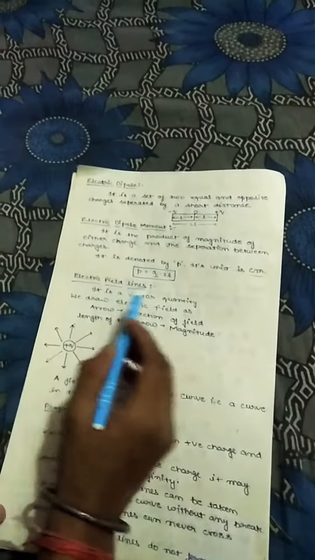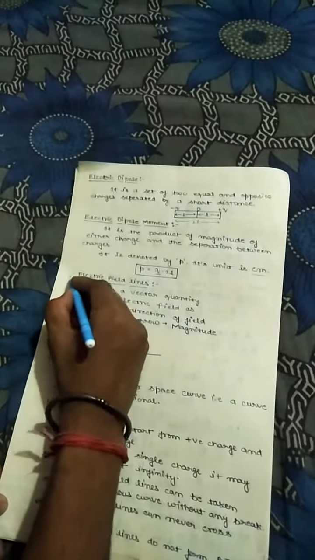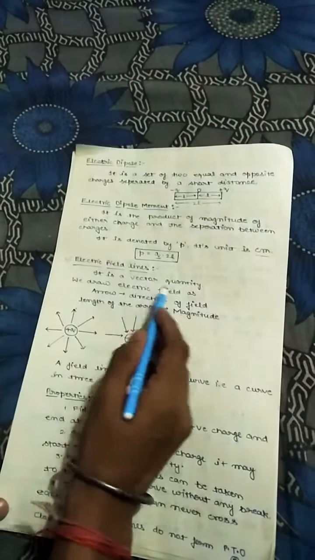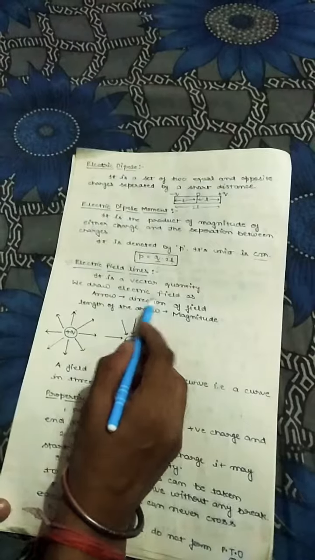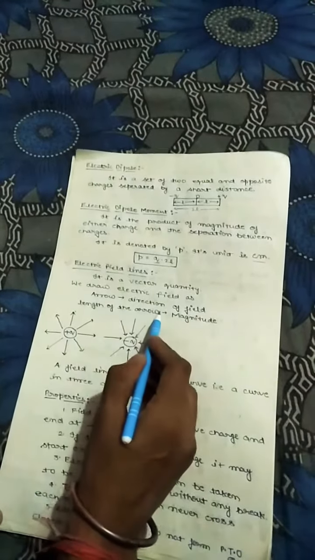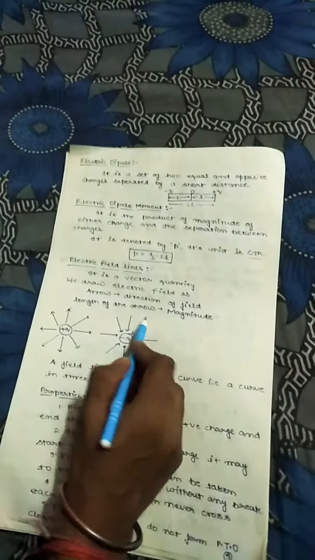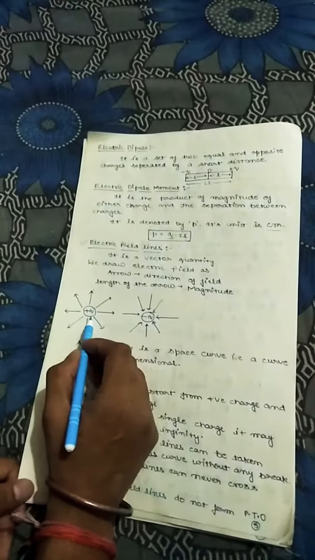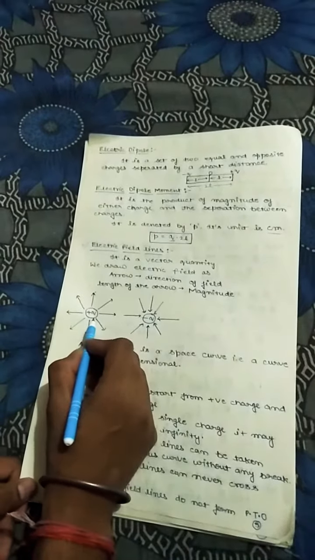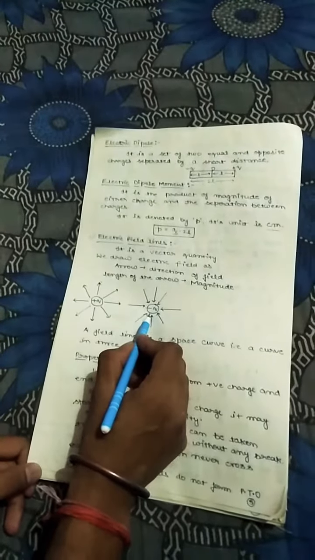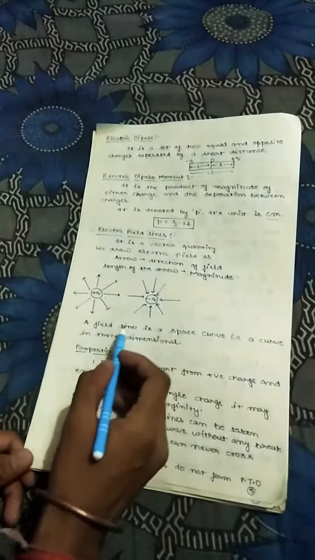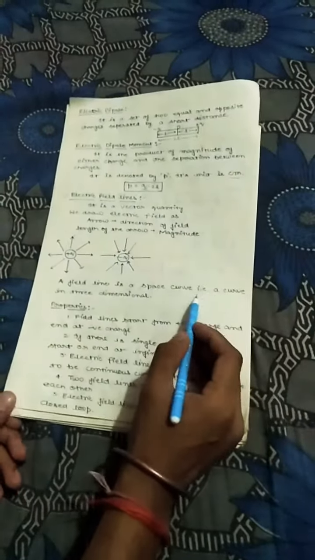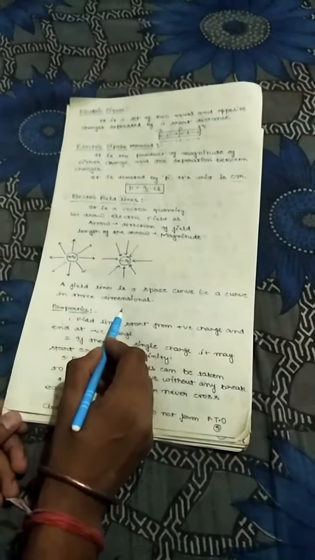Now moving further, there is another and the most important topic, that is electric field lines. We should know what electric field lines are. Electric field is a vector quantity. We draw the electric field as an arrow: the arrow indicates the direction of the field and the length of the arrow indicates the magnitude. For a positive charge it is always outward, and for a negative charge it is always inward. A field line is a curve in three dimensions.